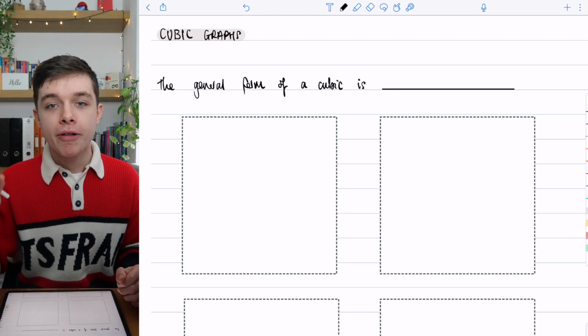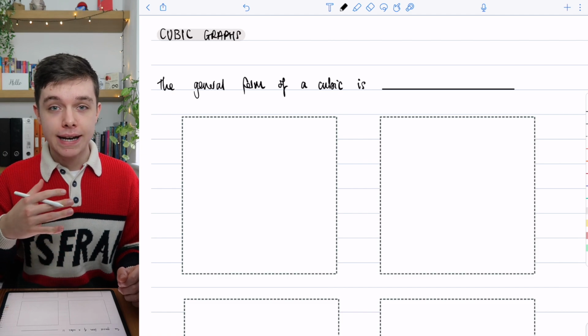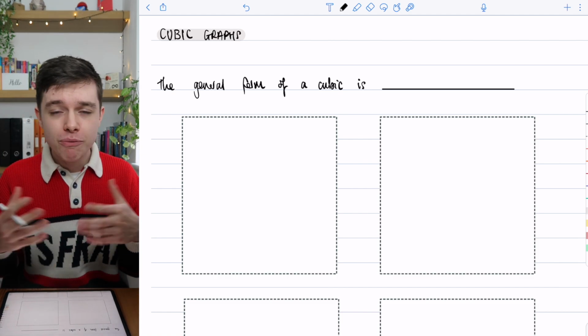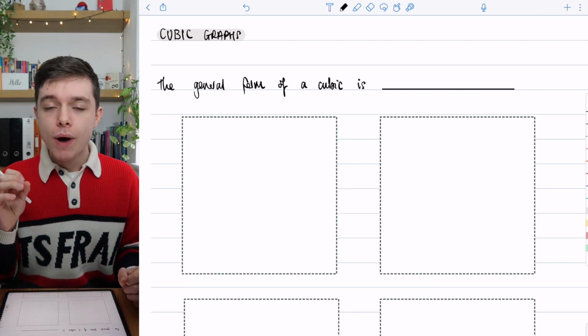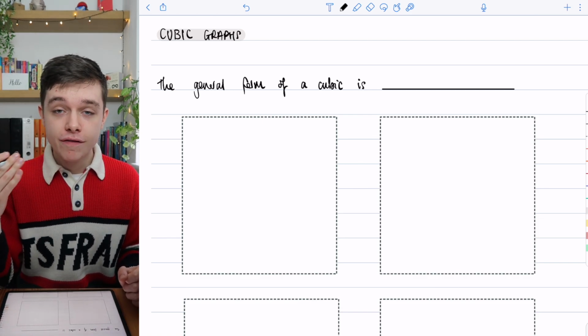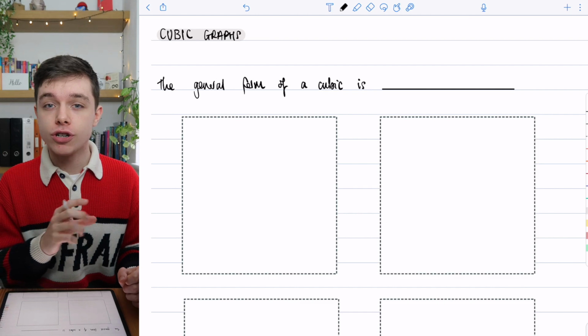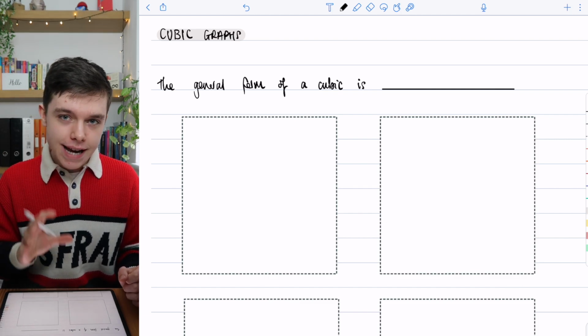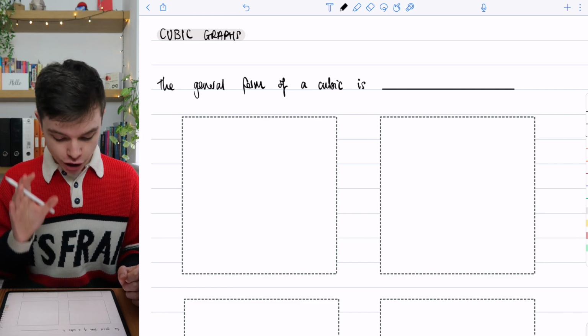Now we don't stop there, we've got highest powers in a graph being 3, in a graph being 4, in a graph being 5. We can continue. And when we have a power of 3 in a function, the equation of a function, we call that a cubic. And today we're going to have a look at how we can graph cubics.